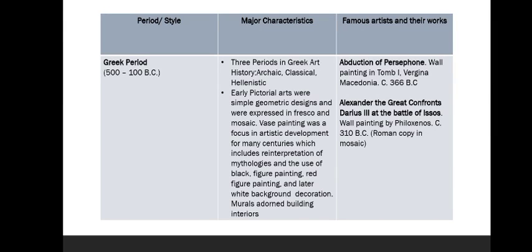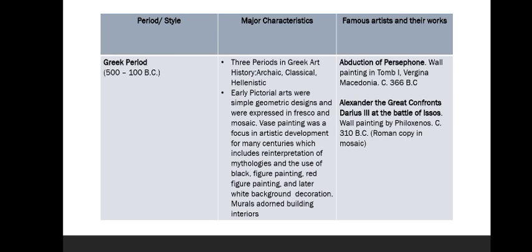Next is the Greek period. This period took place from 500 to 100 BC. The major characteristics of this period are three periods in Greek art history: archaic, classical, and Hellenistic. Early pictorial arts were simple geometric designs and were expressed in fresco and mosaic. Vase painting was a focus in artistic development for many centuries, which includes reinterpretation of mythologies and the use of black figure painting, red figure painting, and later white background decorations. Murals adorned building interiors.